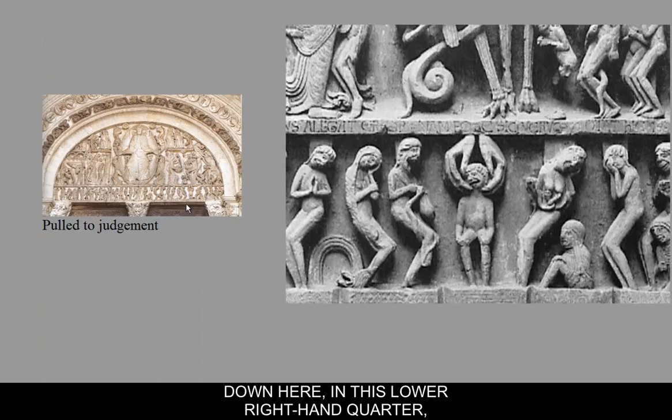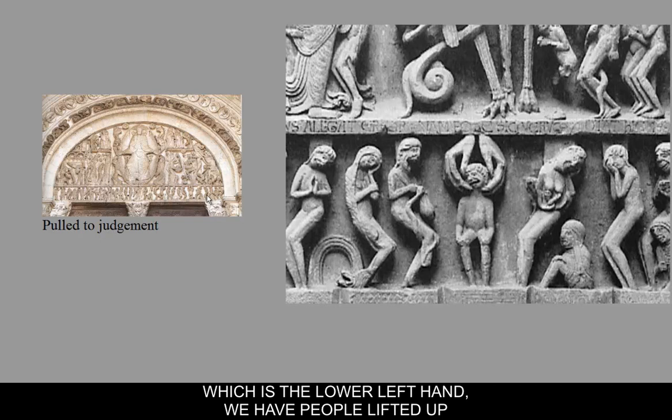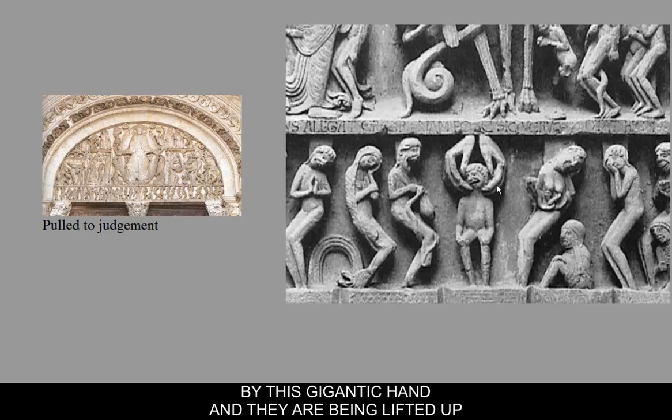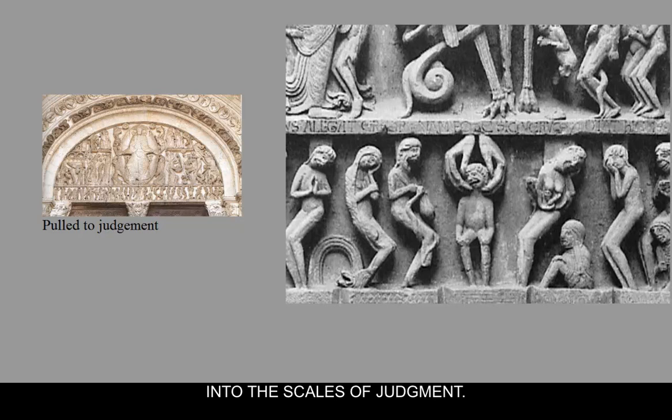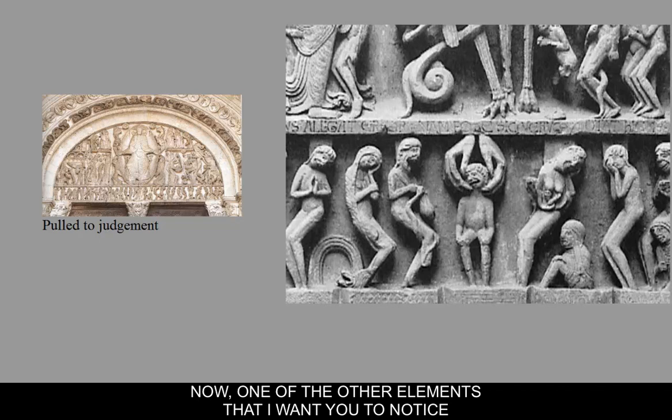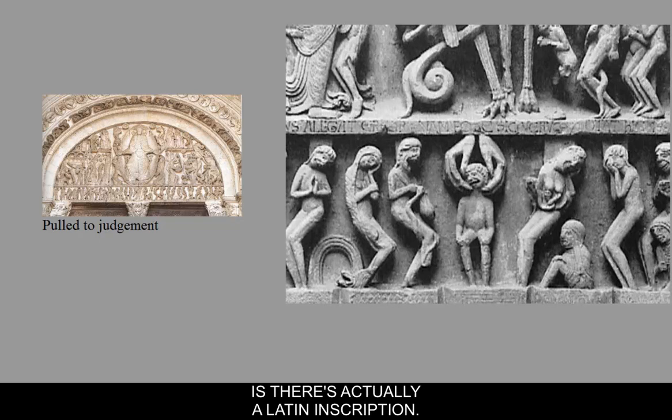Down here, in this lower right-hand quarter, which is the lower left hand, we have people lifted up by this gigantic hand, and they are being lifted up into the scales of judgment. You can see it's kind of a scary thing, and it's meant to chasten you and make you think about what might happen. Now, one of the other elements that I want you to notice is there's a Latin inscription. Now, I don't want you to get the feeling that more than probably 5% of the population, and maybe that's even an overestimate, could read, but we're starting to see that writing is becoming important at this point in time. So this is a figure who's being pulled up to judgment. So let's go to the judgment scene.